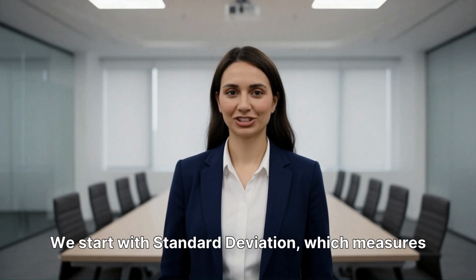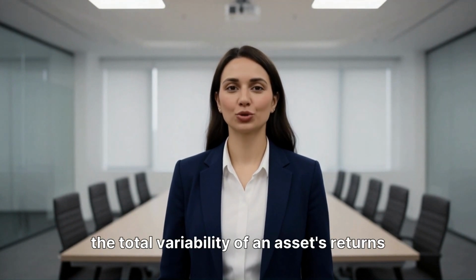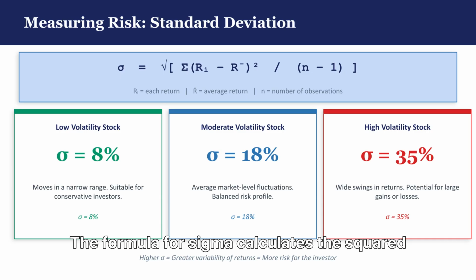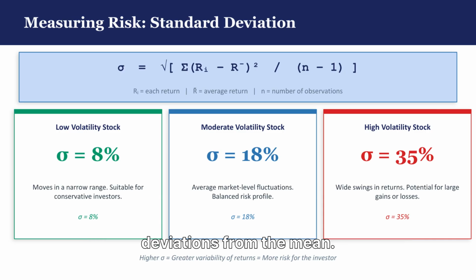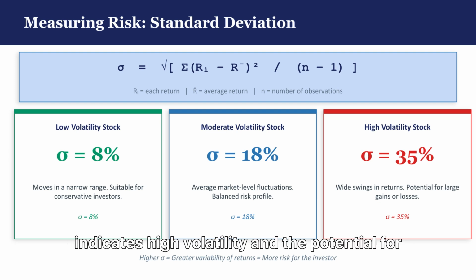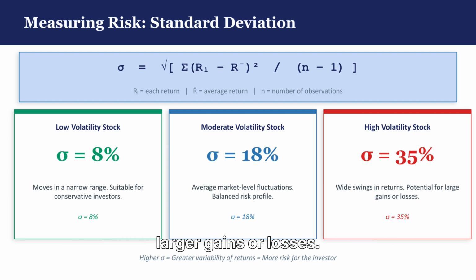We start with standard deviation, which measures the total variability of an asset's returns over time. The formula for sigma calculates the squared deviations from the mean. A stock with a low sigma, say 8%, moves in a narrow range and is suitable for conservative investors. Conversely, a high sigma of 35% indicates high volatility and the potential for larger gains or losses.